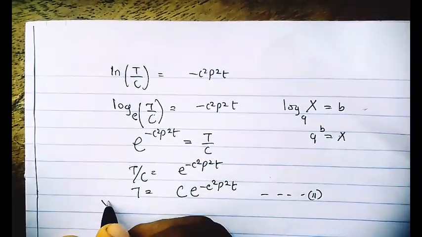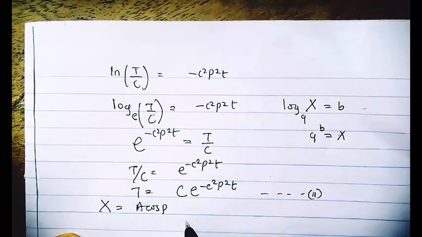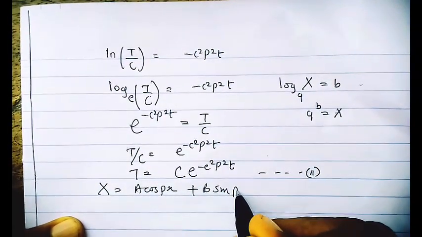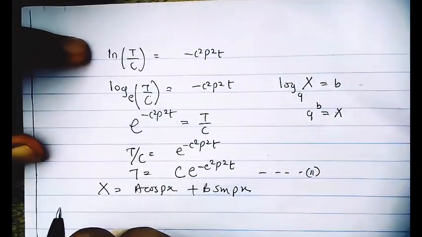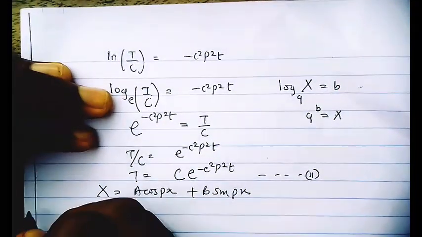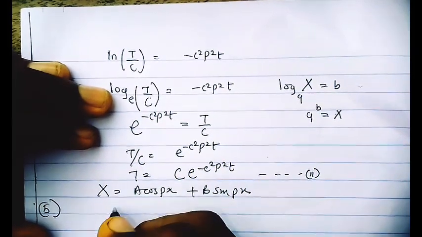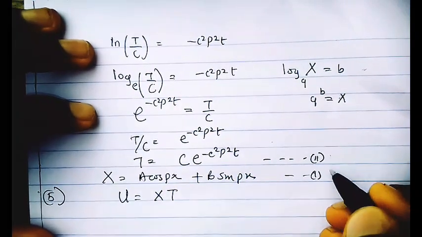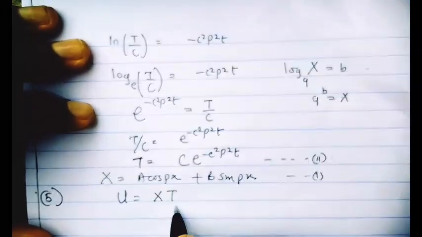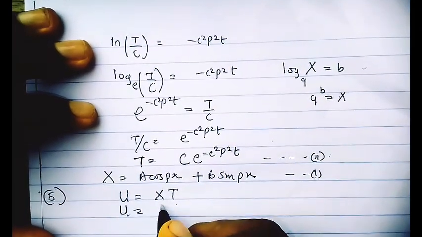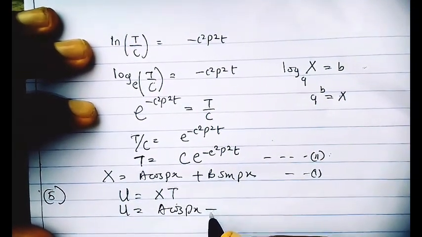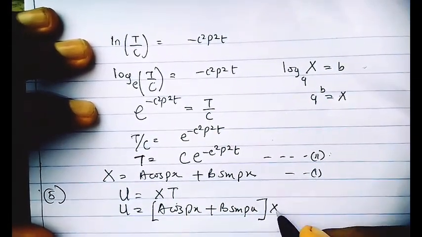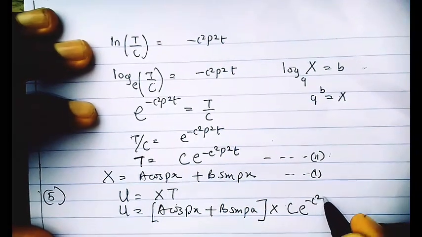So we've gotten the value of x to be a cos px plus b sine px. So we've completed step 4. Now step 5: we substitute it back into the general form. Remember, the general form is u(x,t). This is equation 1 and this is equation 2. So we substitute it back into this form. So u is equal to a cos px plus b sine px, times c exponential minus c squared p squared t.